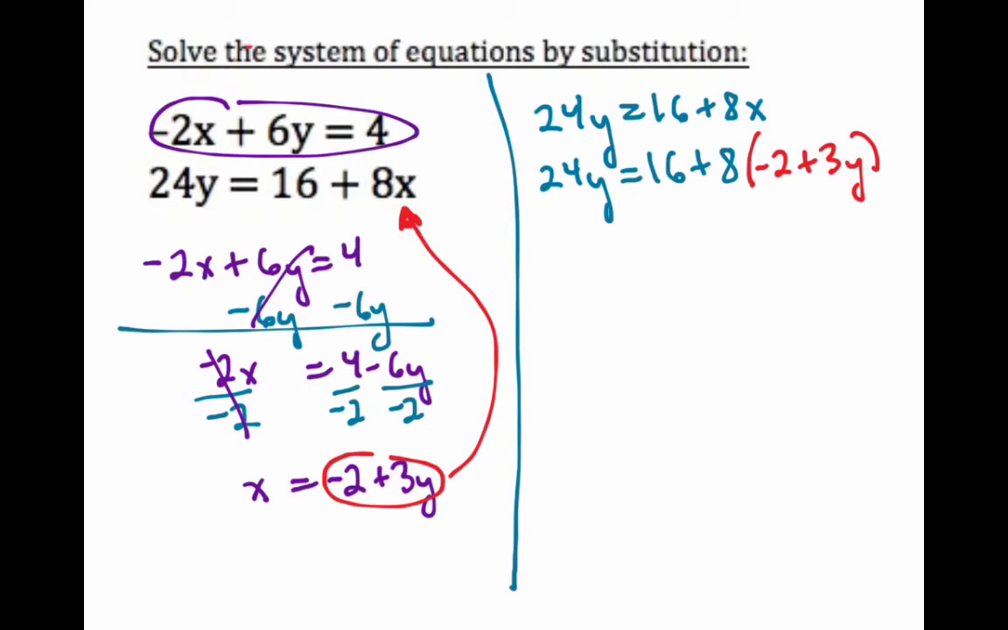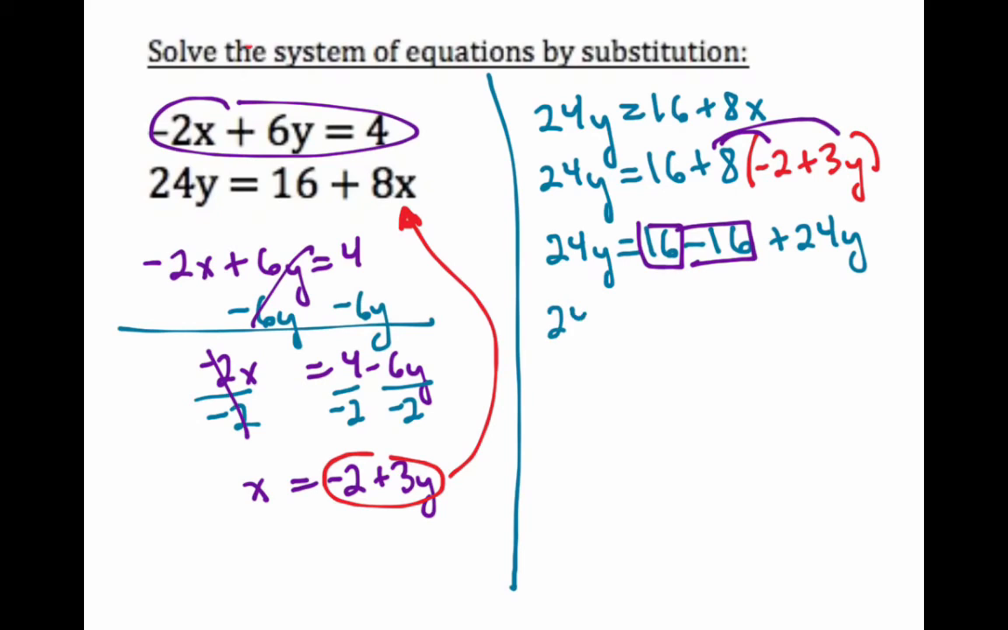That's right. Well, first thing I need to do is distribute. So I'll copy down the first part of my equation, 24y equals 16. Now, positive 8 times negative 2 is going to give me negative 16. And 8 times 3y is going to give me positive 24y. Combine my like terms, 16 and negative 16 equals 0, so I'll have 24y equals 24y. Hey, no kidding. I'll even take it a step further. Divide both sides by 24, and I have y equals y.